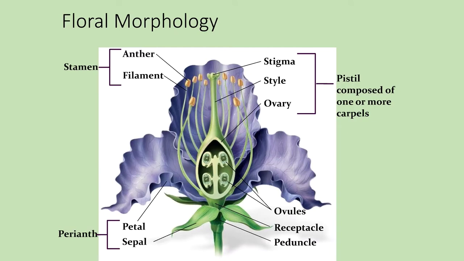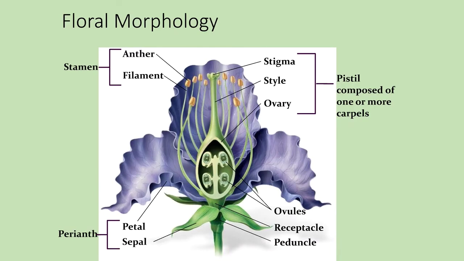So we mentioned pollen. That comes from the male portions of the plant called the stamen. And the stamen is separated into the two portions there. The filament is just the stalk that holds the anther on top. And the anther is the compartment where pollen is actually made.